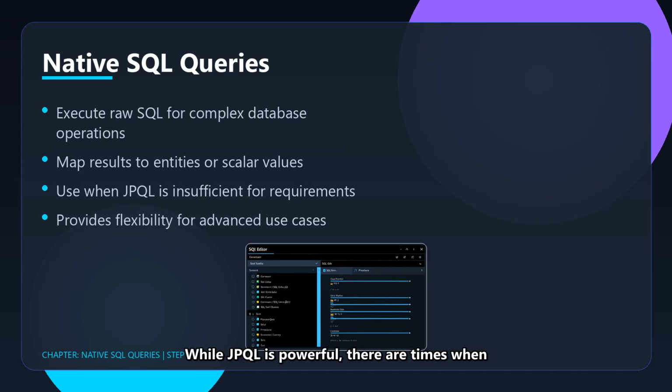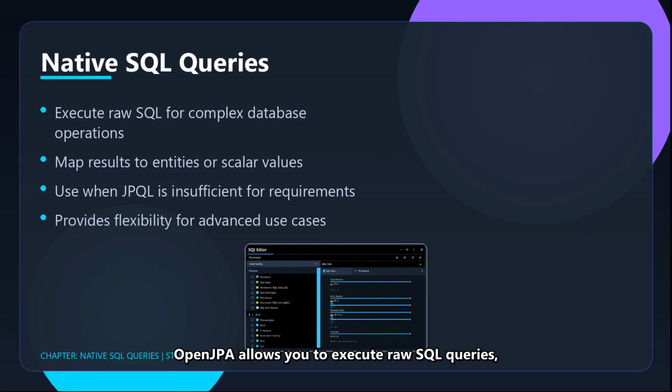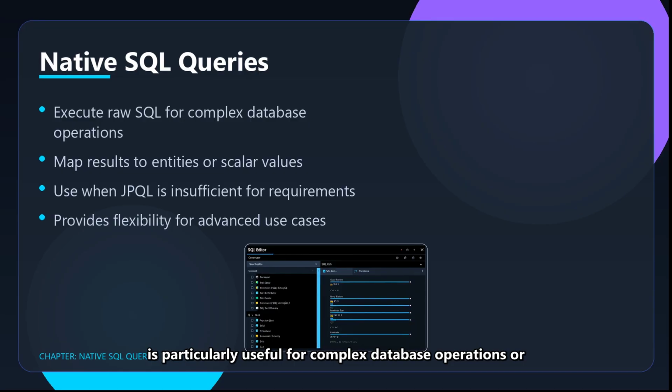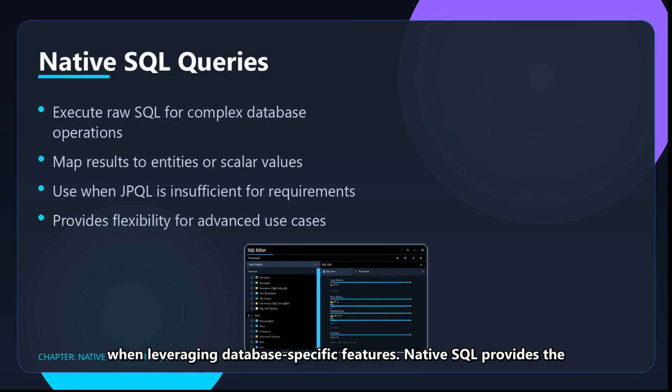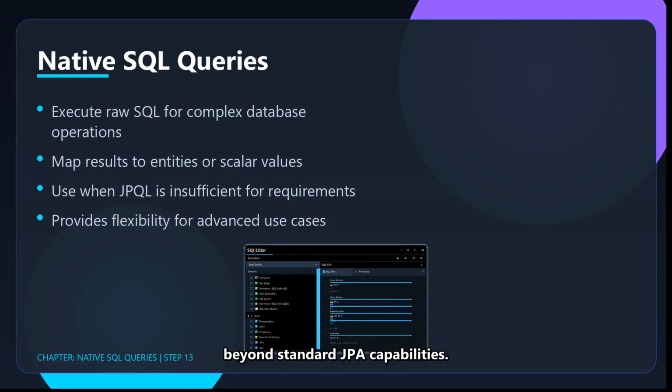While JPQL is powerful, there are times when you need the full flexibility of native SQL. OpenJPA allows you to execute raw SQL queries, mapping results to entities or scalar values. This is particularly useful for complex database operations or when leveraging database-specific features. Native SQL provides the flexibility needed for advanced use cases that go beyond standard JPA capabilities.